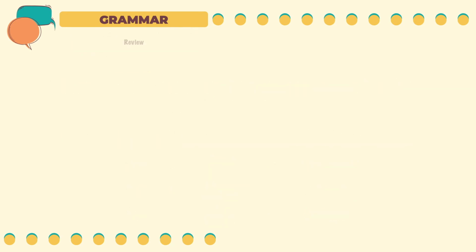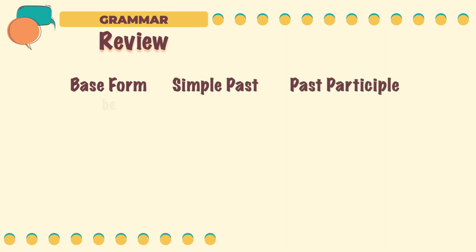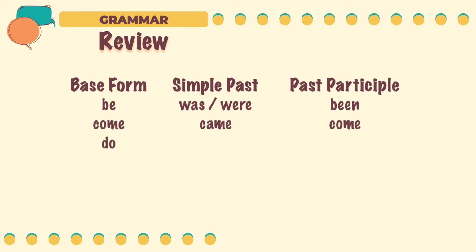Let's have a quick review on past tense and past participle of some irregular verbs. The verb is be. The simple past is was for singular nouns and were for plural nouns. The past participle is been. The verb is come. Simple past is came. Past participle is come. The verb is do. Simple past is did. Past participle is done. The verb is eat. Simple past ate.